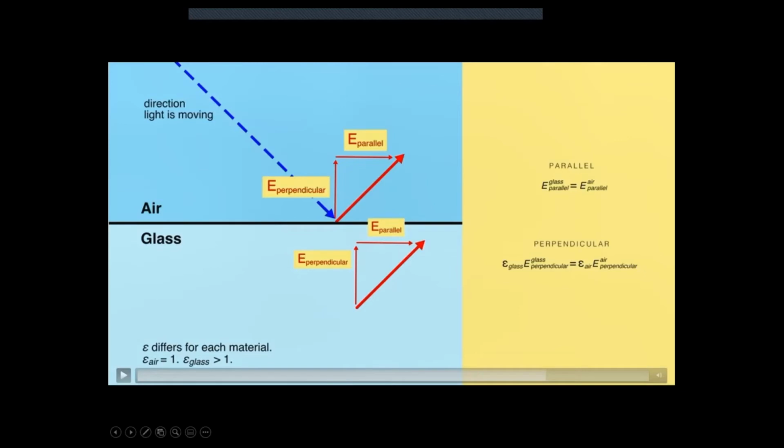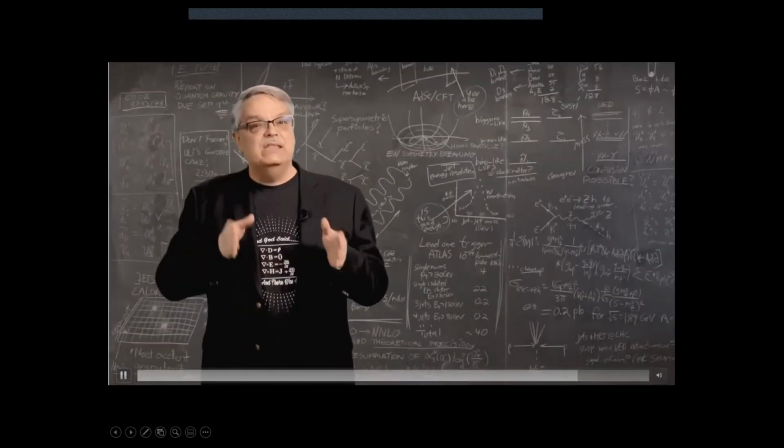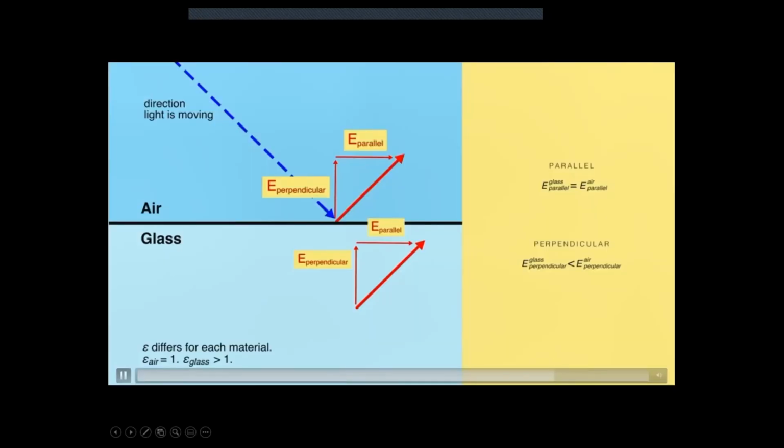It becomes polarized. If the electric field is pointing in this direction, it's going to end up polarizing the glass. You can then manipulate these equations to see what the electric field is. That means the perpendicular electric field changes.